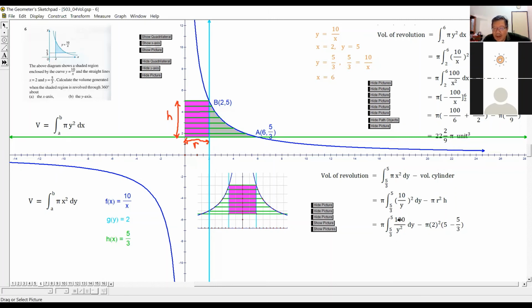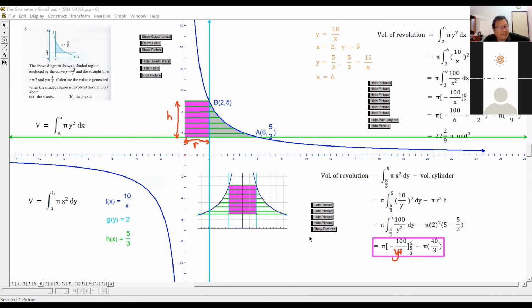Now this integration, 100 over y squared, is the same as the previous one, so we will get the same thing. Negative 100 over x, only the difference is over y, not over x. Sorry, we are going to cancel this, not x. This is actually negative 100 over y, and the upper limit is 5, the lower limit is 5 over 3. Meanwhile, this thing you can use your calculator to calculate. It is 40 over 3.